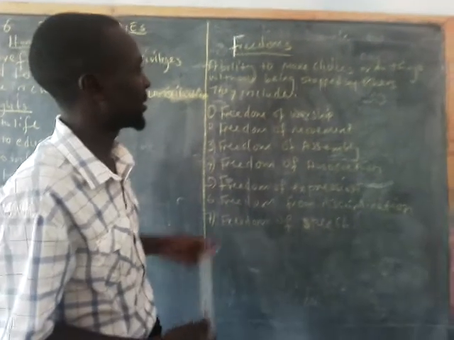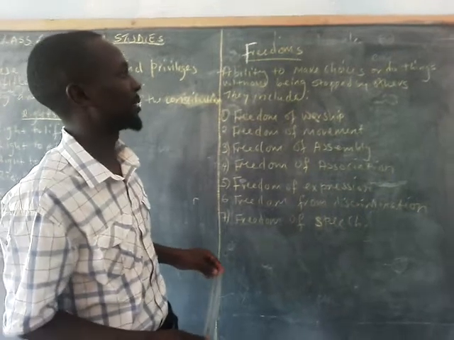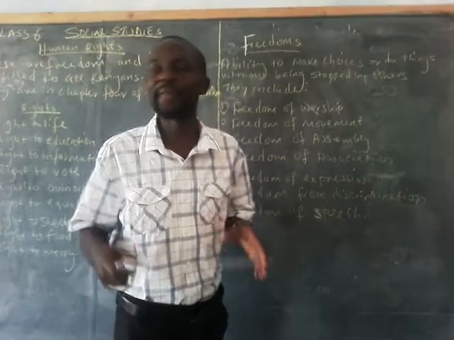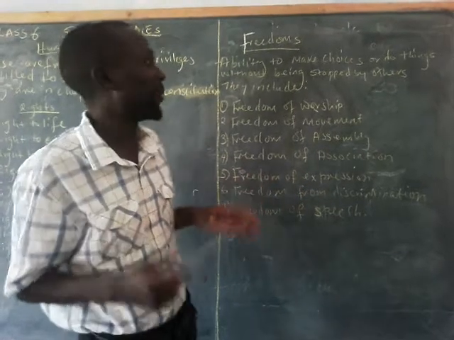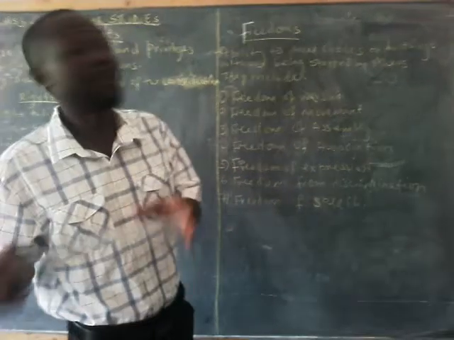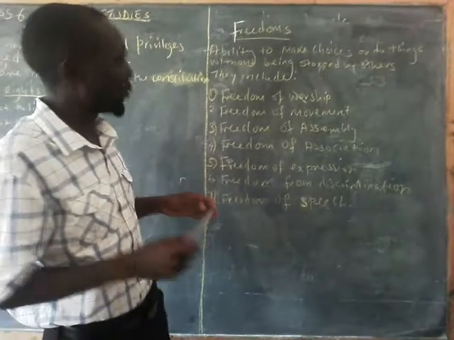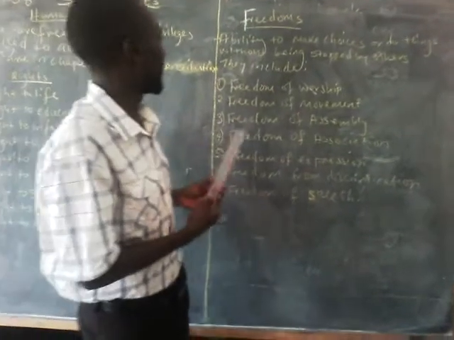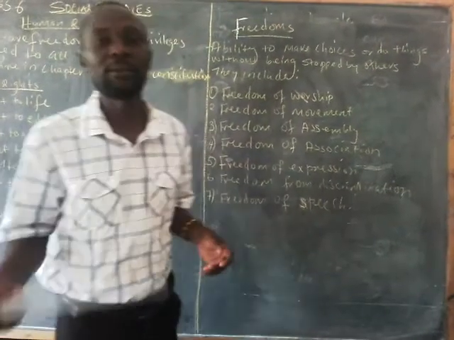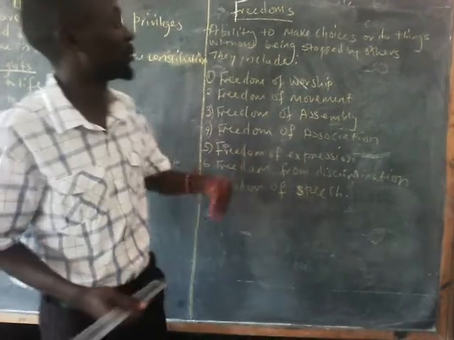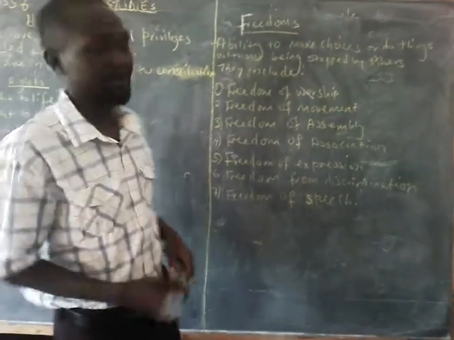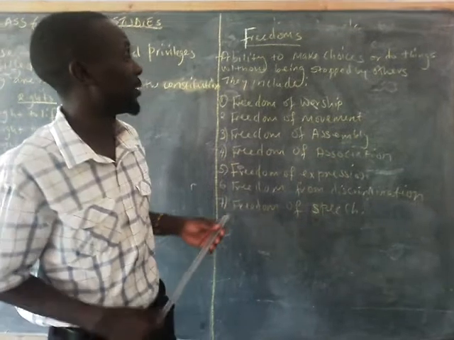Then we have now the freedoms here, and the freedoms are the ability to make choices or do things without being stopped by others. So when you hear the freedom, this is the ability. You make choices without anybody stopping you from making those choices. So one of the freedoms is freedom to worship, whereby you have the freedom to choose where to go and worship.